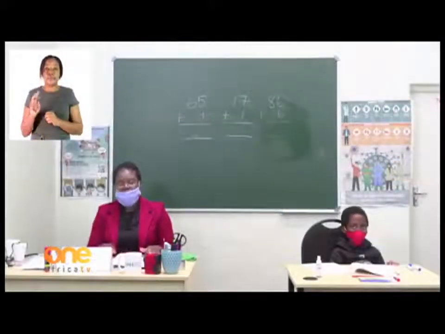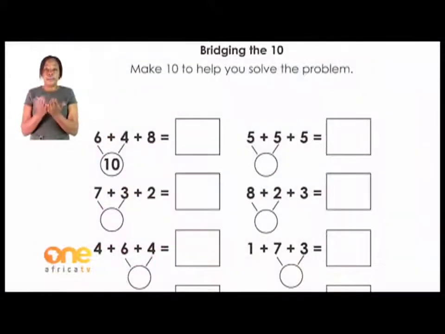Okay, let's go together on page 6 for the grade 2s. Grade 2, your work on page 6 is quite easy. They have given you the answer for the first 2 numbers. You know they want you to add 3 numbers, 6 plus 4 plus 8. But then they would have given you a 10 to help you to get the answer quickly.